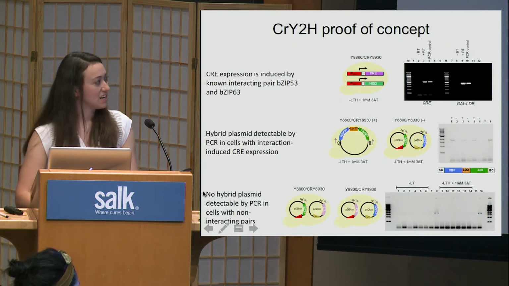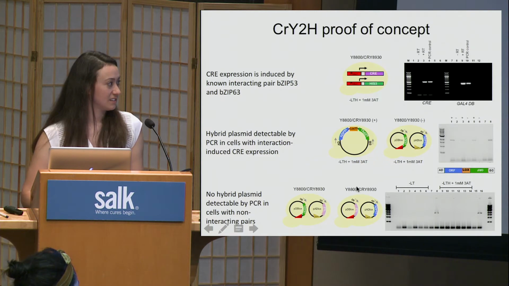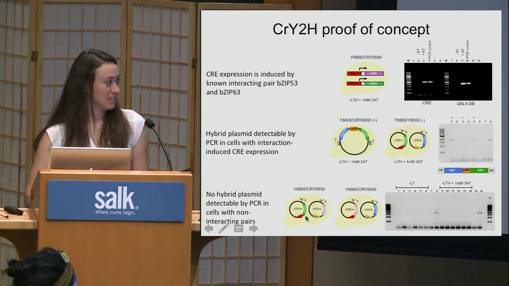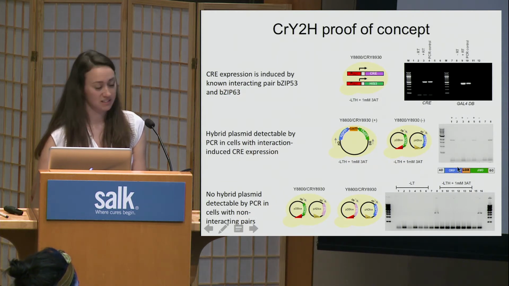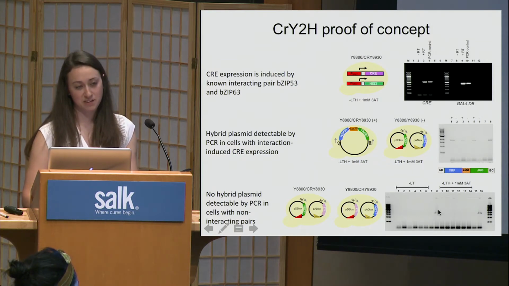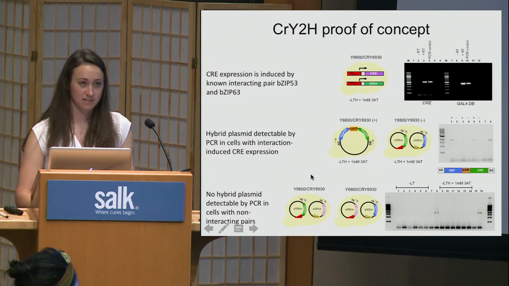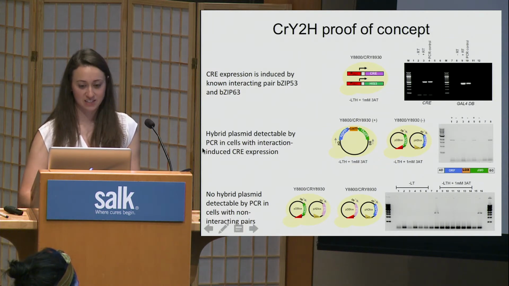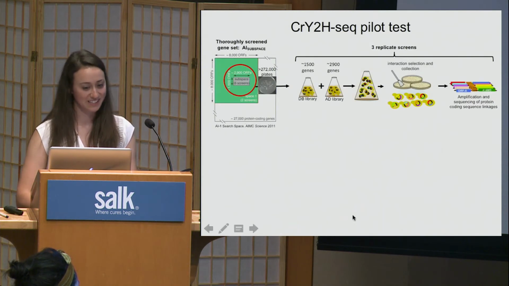Okay. And then finally, I wanted to test whether, if I express proteins in the Cre strains and they are not known to interact, do I detect this PCR product? And I did not. So that means that only cells that express Cre from a protein interaction give this PCR product showing the recombined coding sequences of the interacting proteins.